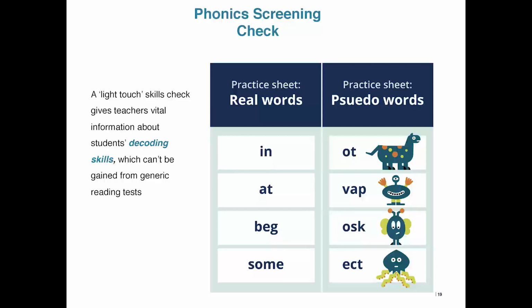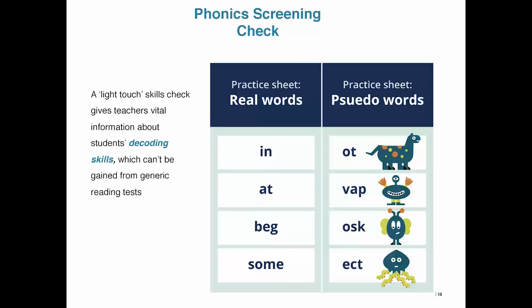I want to wrap up by talking to you a little bit from personal experience about the phonics screening check, which was introduced in England in 2012 and obviously now has been around a number of years. And I want to just talk to you from my own experience of seeing and using this. It's a light touch skills check that gives teachers information about students' ability to decode. That information about decoding, purely and only decoding, can't be gained, can it, from wider, more generic reading tests.